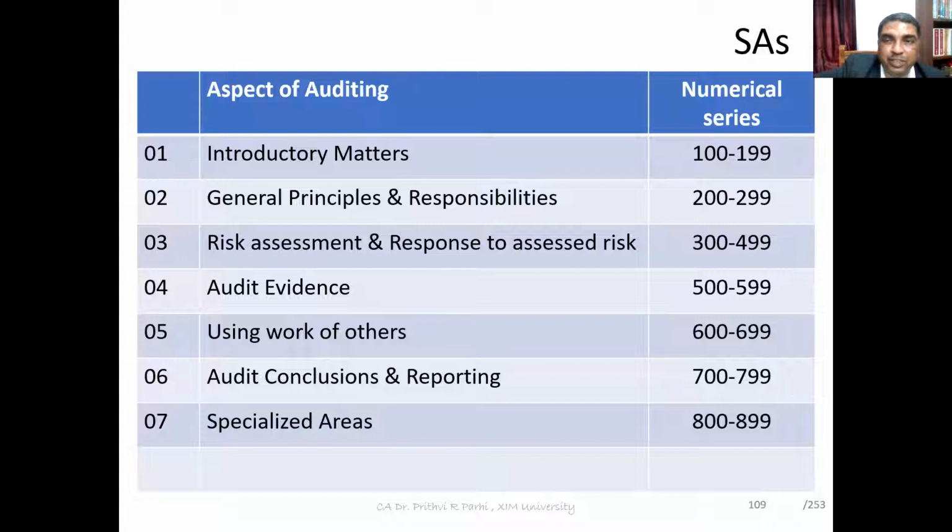Okay, friends. Now you can see how the serial numbers of the standards are organized. Introductory matters: standard series number is 100 to 199. General principles and responsibilities: 200 to 299. Risk assessment and response to assessed risks: 300 to 499. Audit evidence: 500 to 599. Using work of others: 600 to 699. Audit conclusions and reporting: 700 to 799. And some specialized areas are covered under 800 to 899. So this is about SAs, or Standards on Auditing.